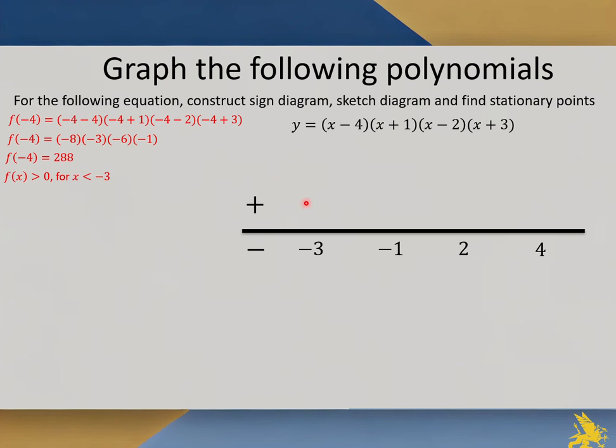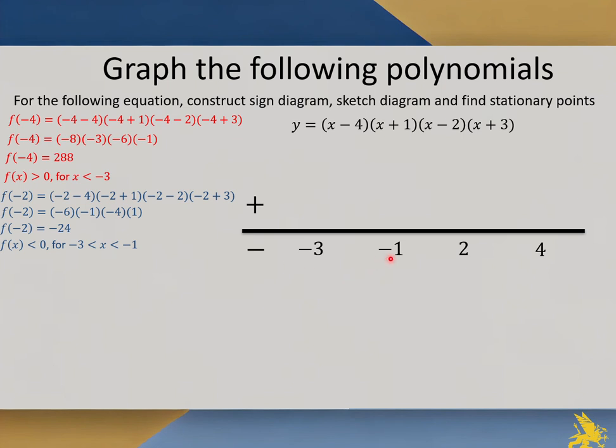Now I'm going to pick a number between -3 and -1. I've picked -2. Again, I'm just substituting it in, simplifying it down, and solving it. Straight away, we can see it will be a negative, and a negative is a positive, and a negative is a negative. So I've got -24. That means when x is between -3 and -1, y will be less than 0.